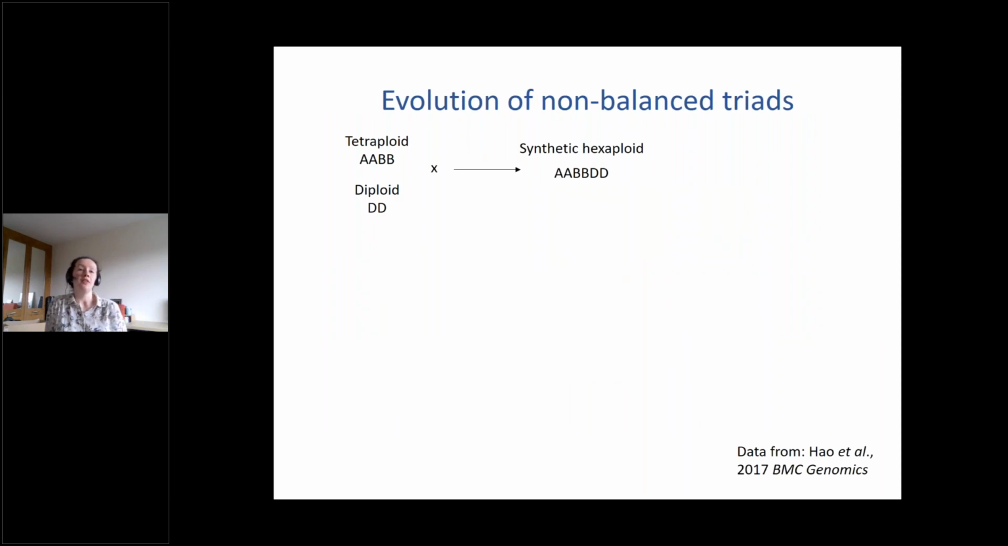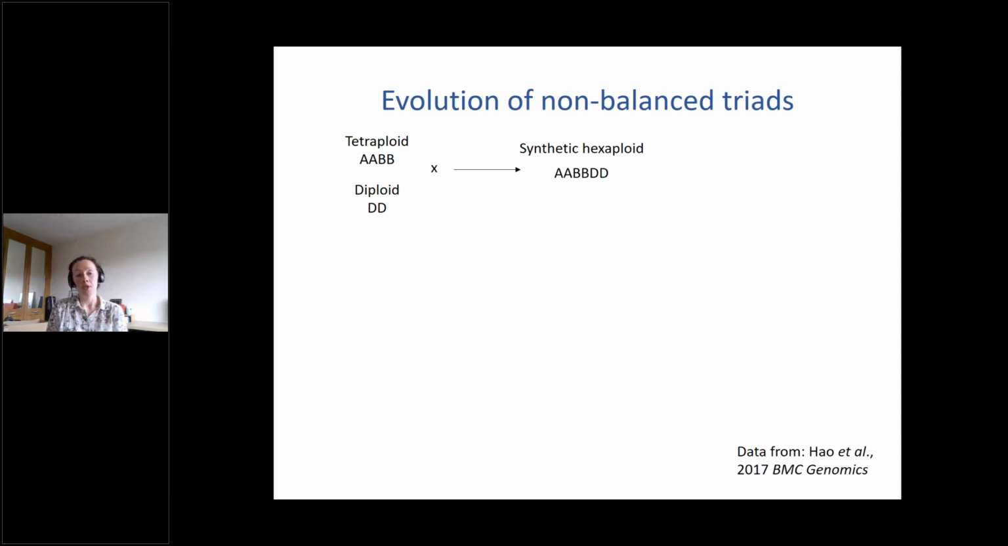So we were curious how these differences came about during the evolution of polyploid wheat. And there was already some RNA-seq data available doing kind of the ideal test. So looking at a tetraploid wheat and a diploid wheat, crossing them together and then forming a newly synthesized synthetic hexaploid wheat that now contains the A, B, and D genome.